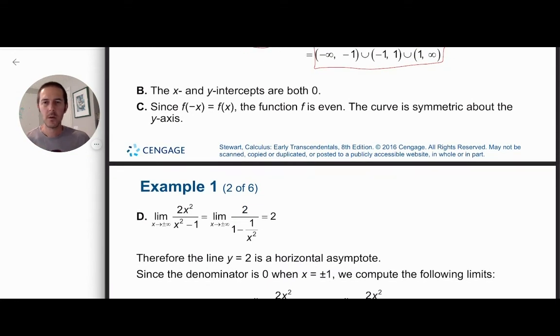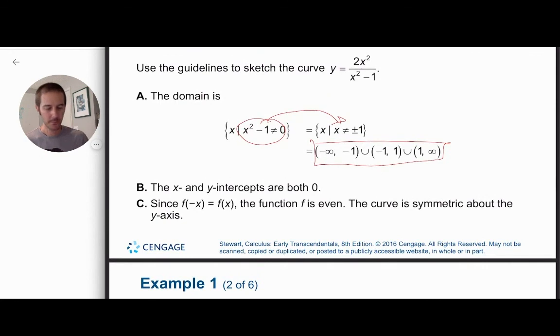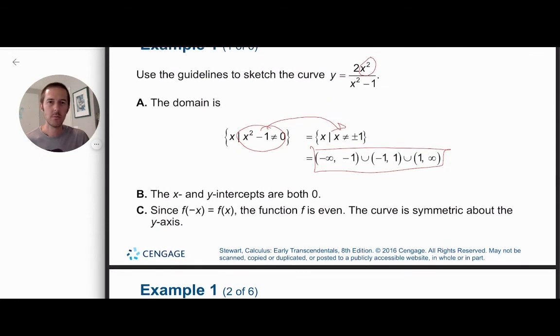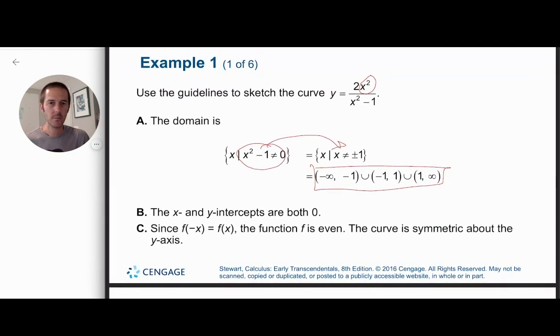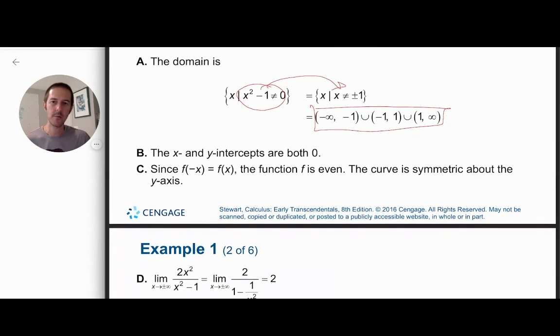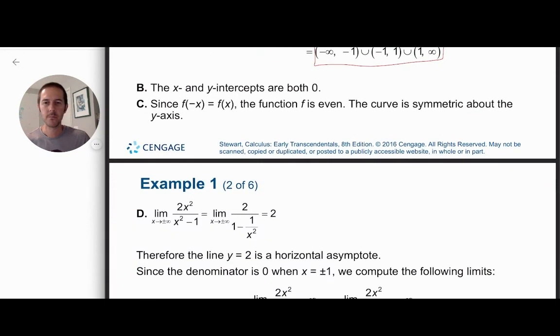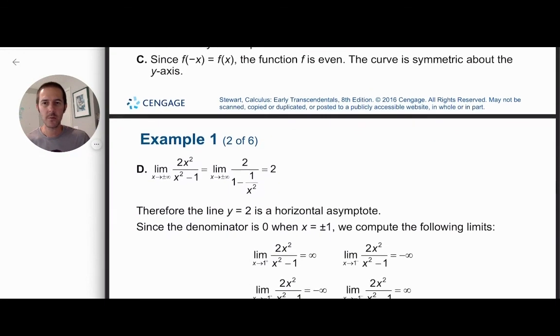Since f of negative x equals f of positive x, the function is even and will be symmetric about the y-axis. If you plug in a negative x value into the numerator, anything negative squared is going to become positive. Plug in negative x here, squared, it's going to become positive, and we'll have our original function again. So it's definitely an even function. And that symmetry is going to help us. We'll only have to graph half of the graph, and the symmetry will give us the other half.